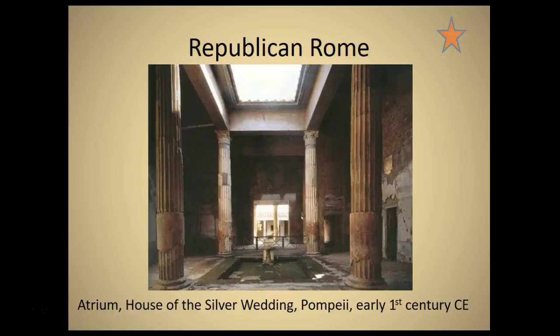So here's an example. We're going to be looking at some houses in Pompeii because those are the best preserved. So what you're looking at here is the atrium. We see the impluvium right here. This is from the House of the Silver Wedding, which is located in Pompeii.